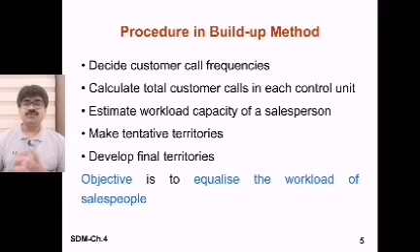Okay, you have 4 weeks, 5 customers. So 5 customers every week. That means 5 into 4, 20 weeks. So you have 20 calls in Bombay to make. Then you estimate the workload capacity of a salesperson. You find out whether a salesperson will be able to do it, whether he can make 20 calls in a month. Can he fly down from, for example, if he's in Delhi, can he fly down to Bombay and do 20 calls in a month? Then you make tentative territories.